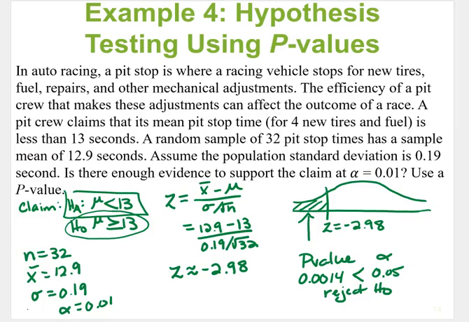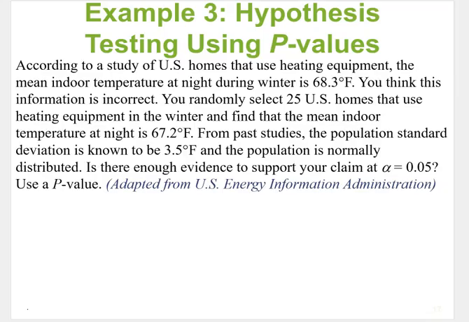All right, let's do another one with the p-values, and then I'll show you the other method, the critical value method. According to a study of U.S. homes that use heating equipment, the mean indoor temperature at night during the winter is 68.3 degrees Fahrenheit. You think this information is incorrect. You randomly select 25 homes. So there is their claim.